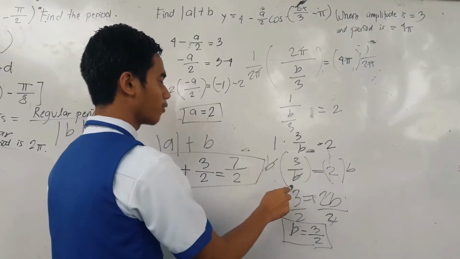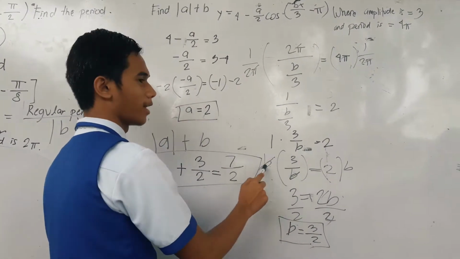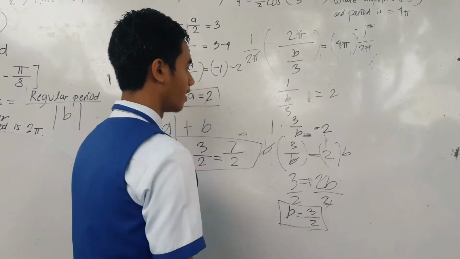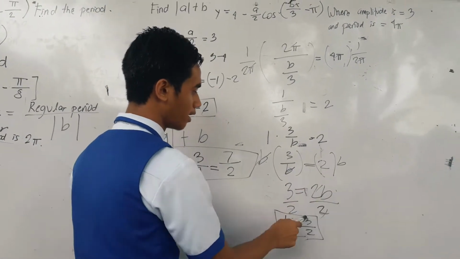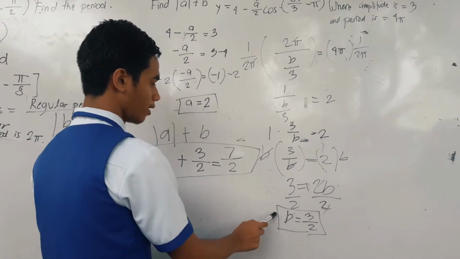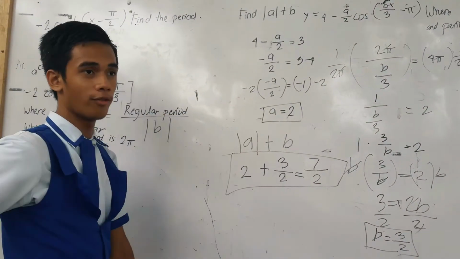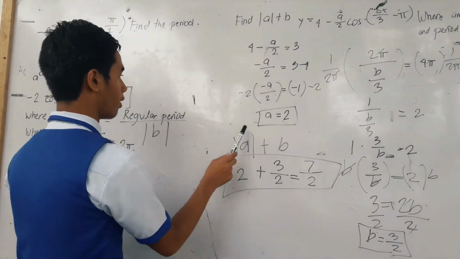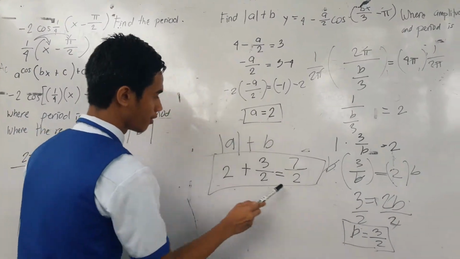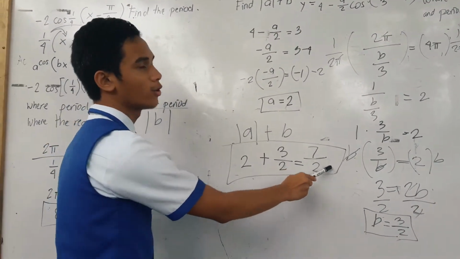Then we will times it with b so that it cancels. Then 3 is equal to 2b. Then divide both sides by 2. b is equal to 3 halves. Then the question was absolute value of a plus b. So the a is 2, then the b is 3 halves. So equals 7 over 2.